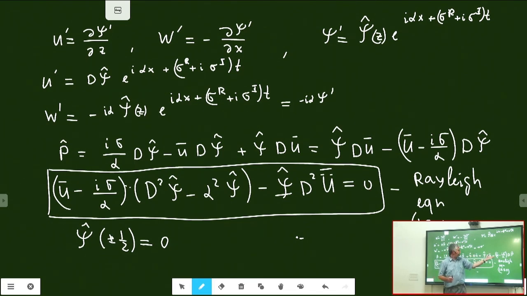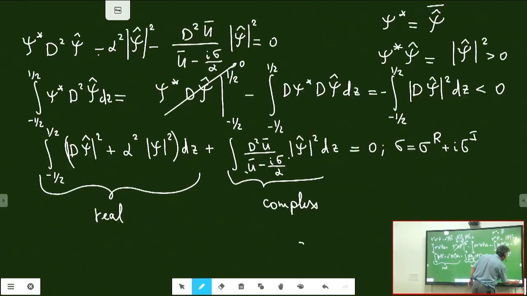That's the expression. So therefore, what I need to do is to take this and evaluate it in the upper layer and the bottom layer. And that difference will have to be equal to 0. Is that clear? That's what I have written there.